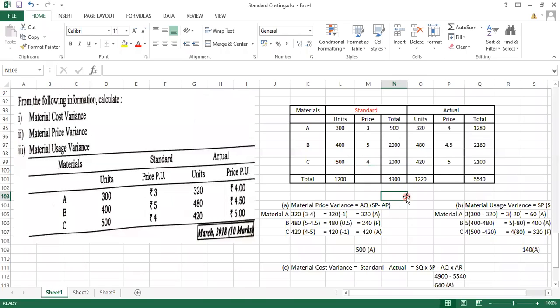Same way, we have to compare the standard and the actual to find the variance. What is the difference between the two? That difference is known as variance. So let's find out the actual now. Look at the actual units: 320 units were made. We had set the standard at 300, but in actual we made 320. And what is the rate? 4 rupees is the rate. So 320 into 4, multiplied, you will get a total of 1280 rupees.